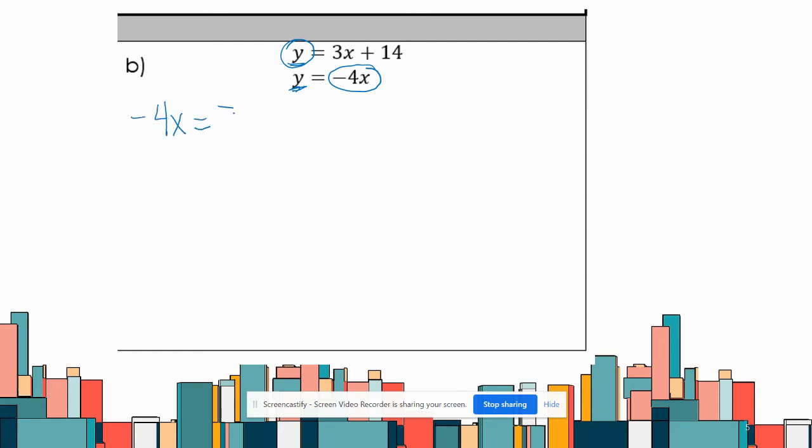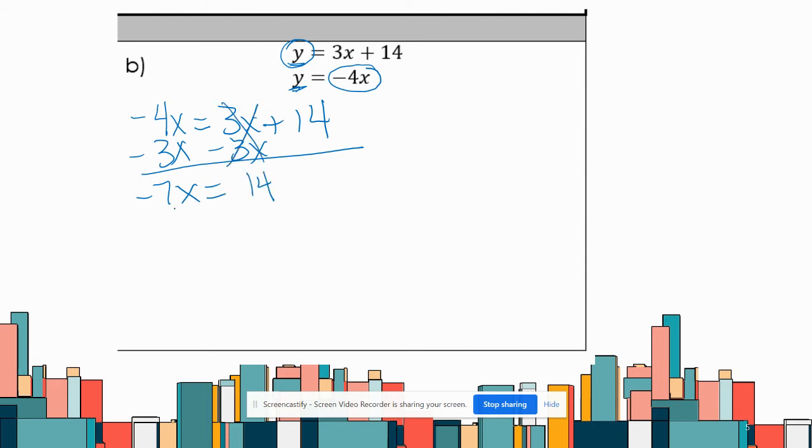Negative 4x is equal to 3x plus 14. I'm going to subtract 3x to the other side. Negative 7x equals, those add to 0, 14. Divide both sides by negative 7, and I get x is equal to negative 2.